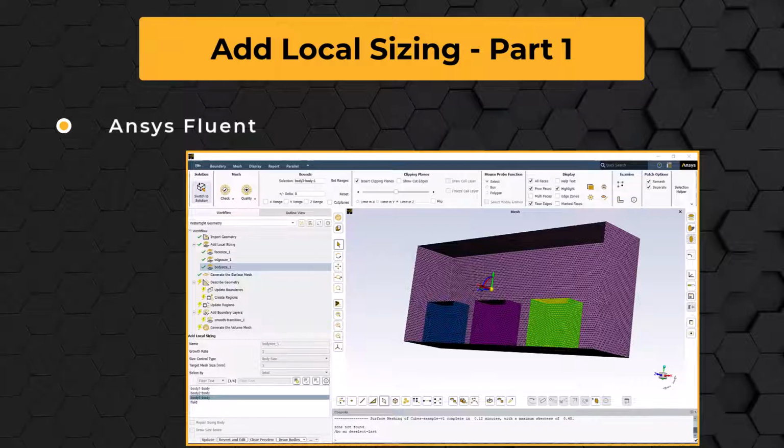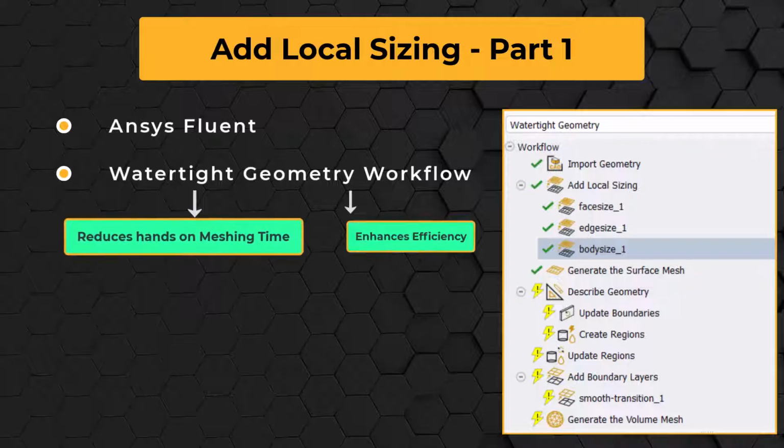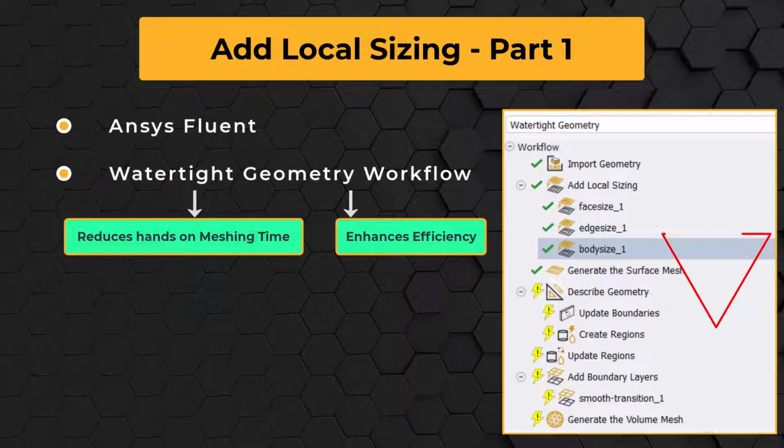Before starting the simulation in Ansys Fluent, the geometry is required to be meshed with acceptable quality. Preparing a high-quality CFD mesh can be a very time-consuming and challenging task. But this can be done with ease using Ansys Fluent's Watertight Geometry Workflow Meshing, which greatly reduces hands-on meshing time and enhances efficiency. It has a guided workflow which makes meshing simple and intuitive.